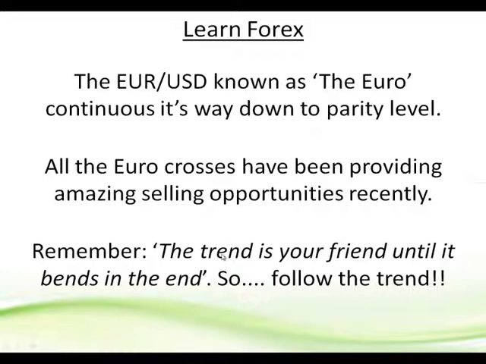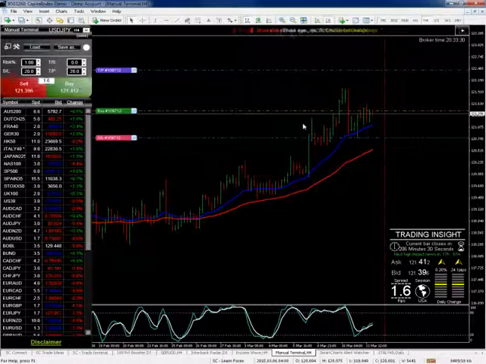Now, therefore, what you have to remember is that the trend is your friend until it bends in the end. So basically, what you have to do is follow the trend. Don't sell onto the phase one. So don't sell when it's just, for example, crashing down. You have to wait for a pullback and then look to sell at the beginning of the phase one.